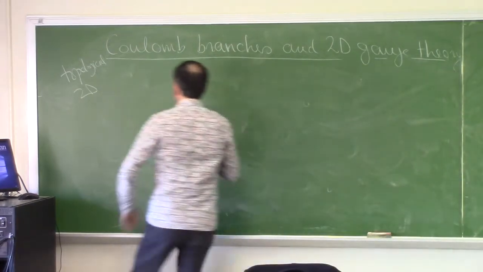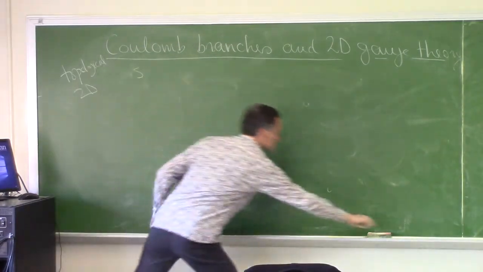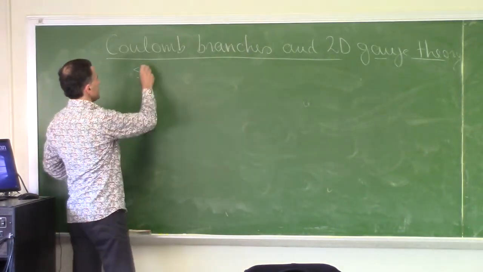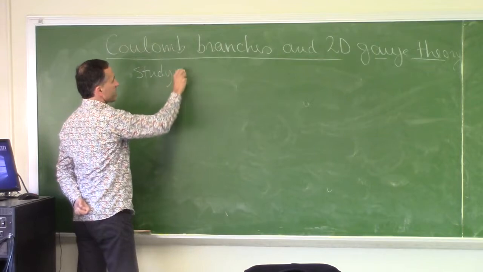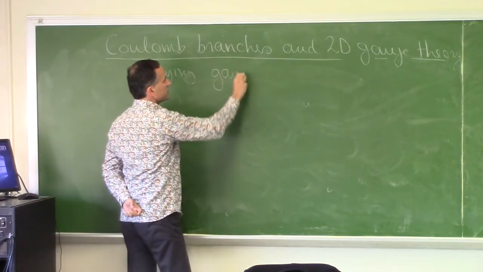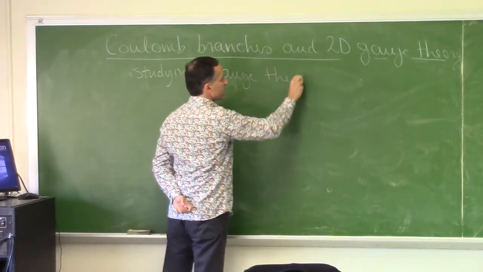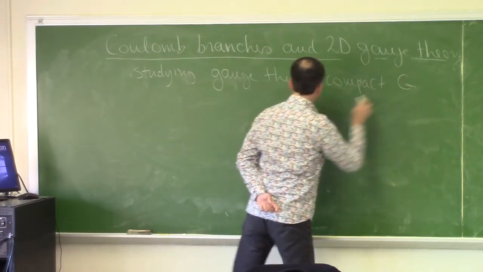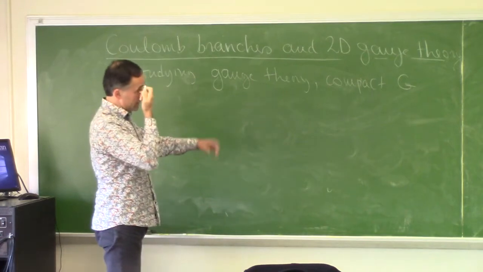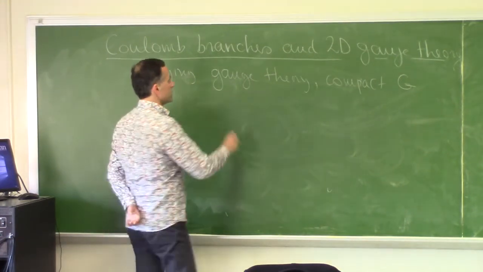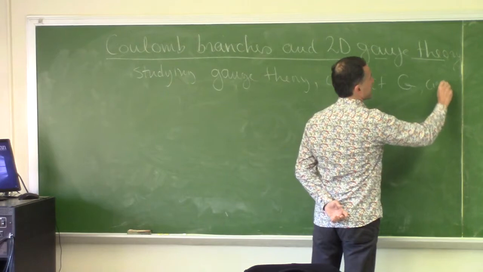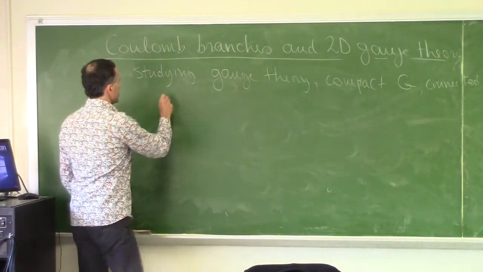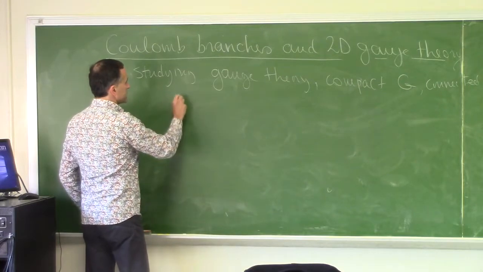So, studying gauge theory for a compact group G. And then assume it's connected, and maybe sometimes to make life easy, simply connected, or we can do without that. So let's say connected for now. And we're studying gauge theory in 3 dimensions.